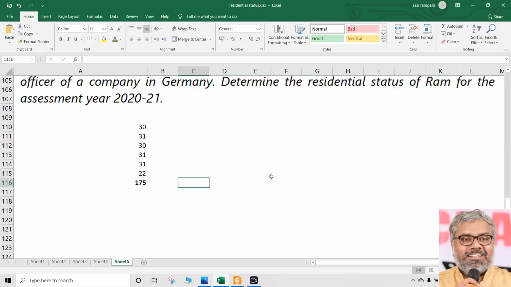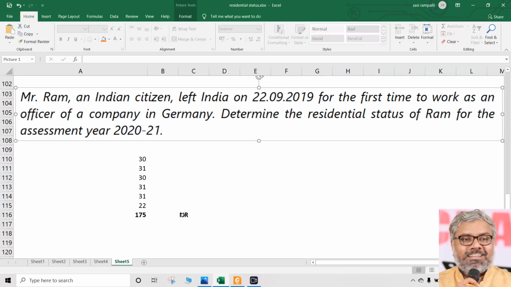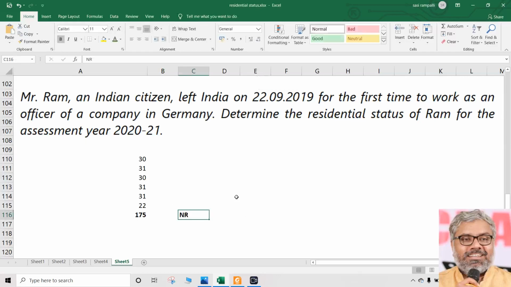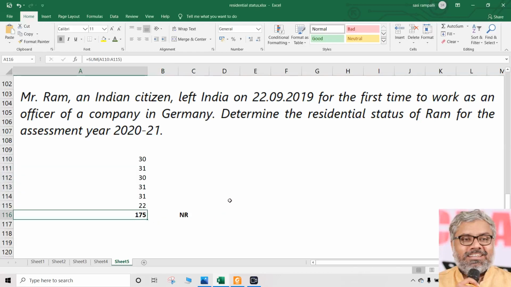When 175 days is the total number of days of stay of this person during the previous year, which is less than 182 days, what is the residential status of Ram for the assessment year 2021? Automatically non-resident. So since he is in the exceptional category, the second condition does not apply, though he stayed for more than 60 days during the previous year. Though he would have definitely stayed for more than 365 days during the 4 years immediately preceding the previous year.